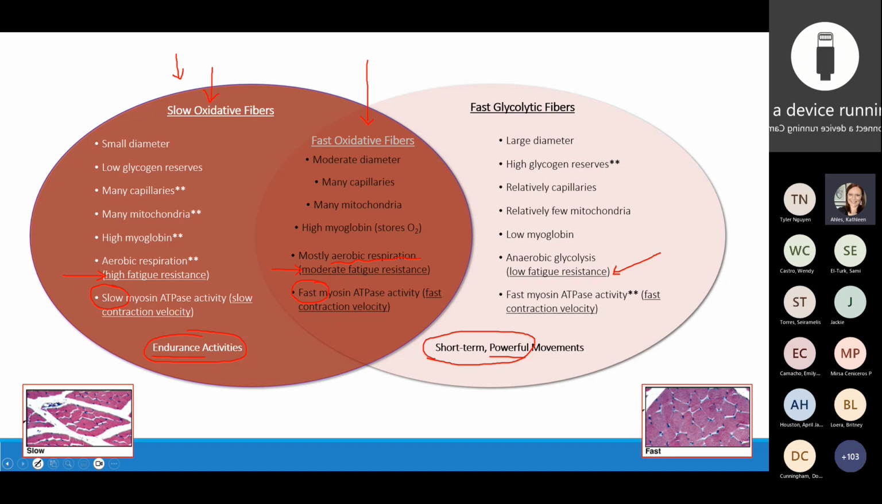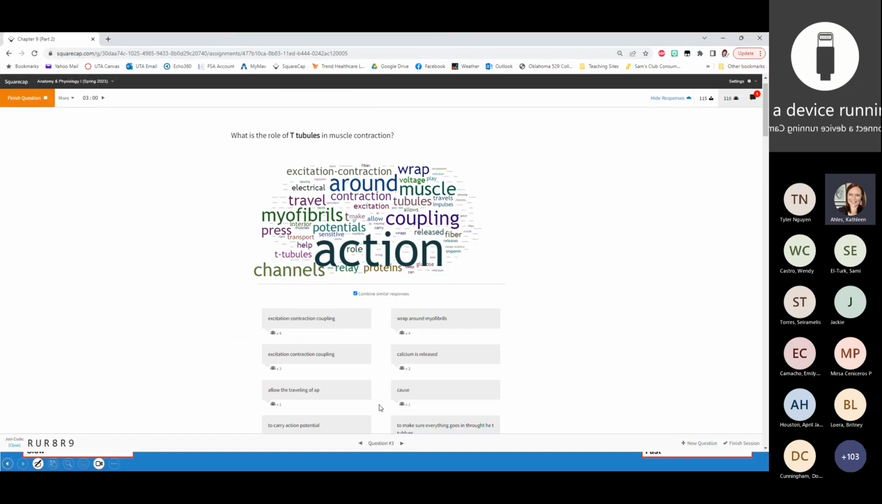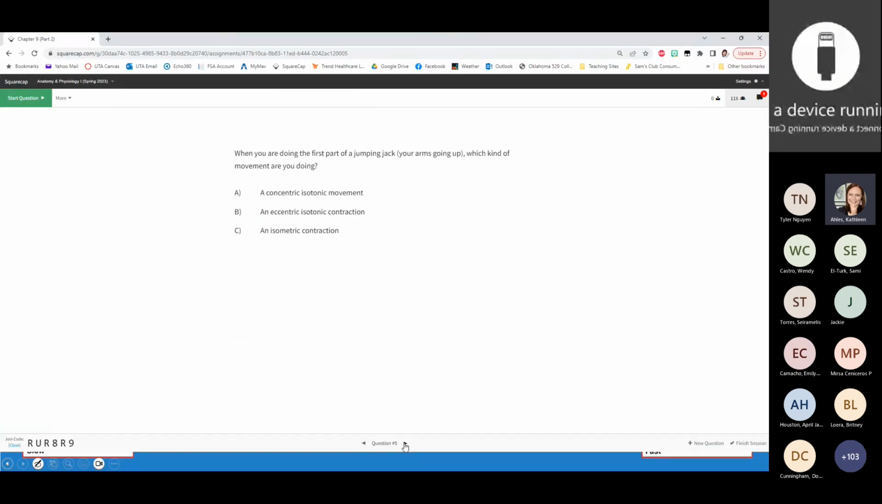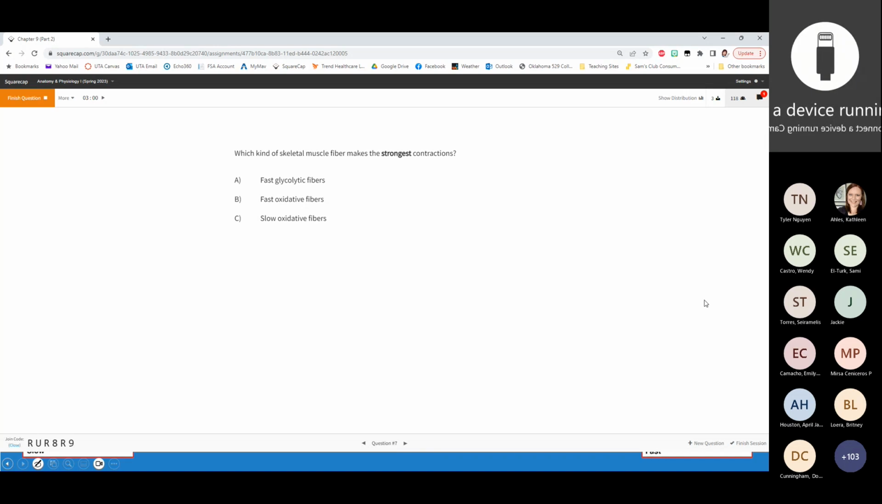To help us with practicing the kinds of things we're going to see on the homework, let me pull up a couple of Squarecap questions for you. So I've got 3 questions in here. Yep, 3 questions about those types of muscle fibers. The first one, I've got 1 answer. The other 2, there is more than 1 answer. Let's see if we can answer these questions.